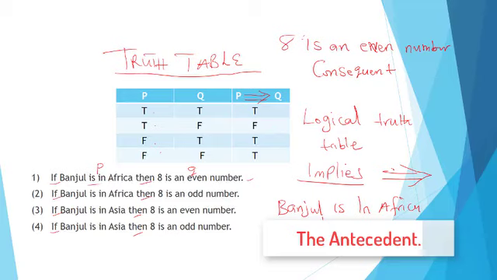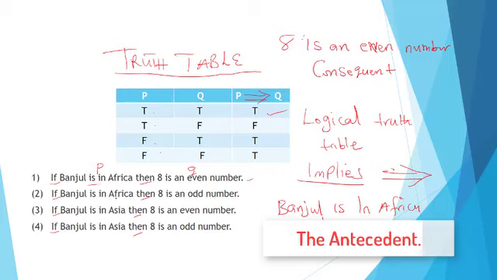If Banjul is in Africa, then 8 is an even number. Remember, these two sentences are not even linked together. So in conditional statement, when you have truth and truth, the response, which happens to be the implication, is also truth. You use truth. Now, if Banjul is in Africa, which is correct, then 8 is an odd number. It's wrong. 8 is never an odd number.